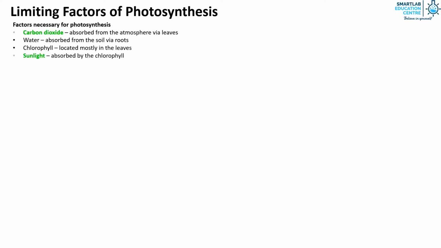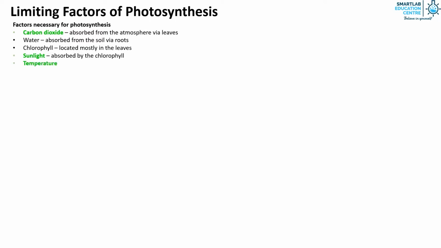Plants need carbon dioxide, which is absorbed from the atmosphere via leaves. Plants also need water that is absorbed from the soil via roots. Chlorophyll is the site of photosynthesis and located mostly in the leaves. Plants need sunlight, which is absorbed by chlorophyll.